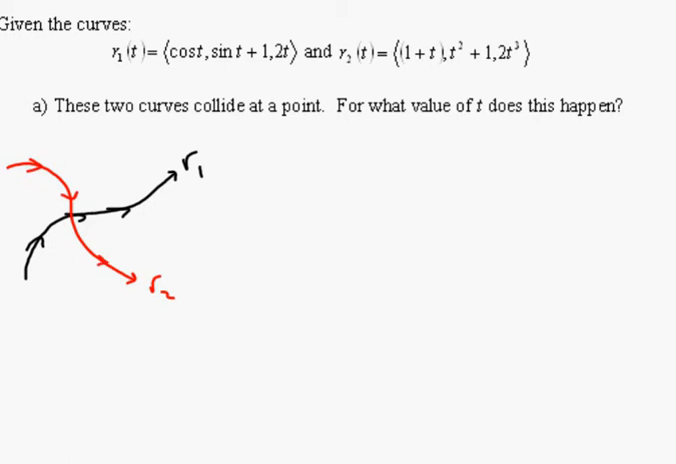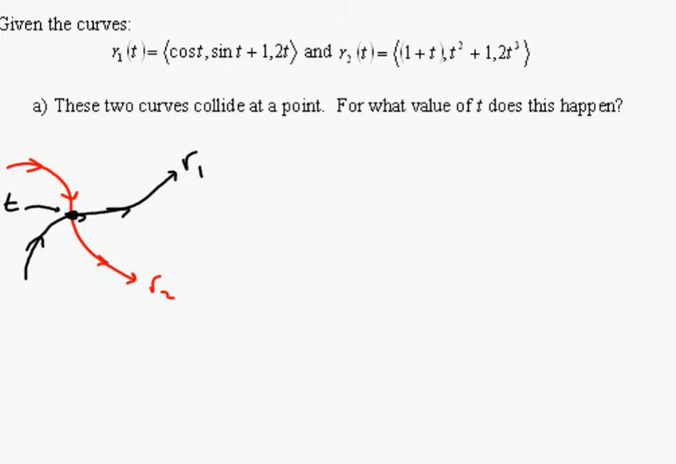Okay? Keep in mind there's a difference between paths crossing and two objects colliding. These paths clearly cross. It is true that for some value of t, there's some value of t here, and then maybe some other, different value of t along R2 where the paths cross. The question I'm interested in is, do they arrive at the same point at the same time? Because if they do, then they collide, right? So your job here was to try and figure out a value of t where that might happen.